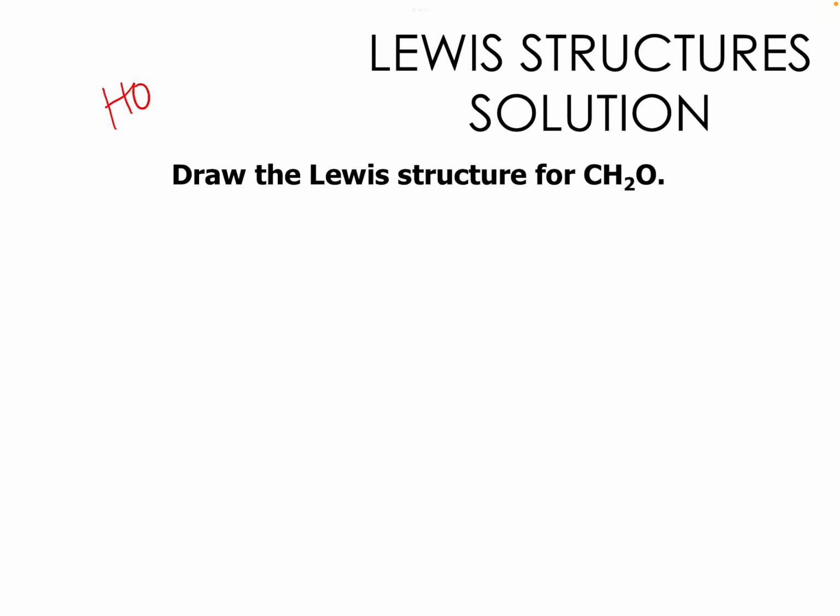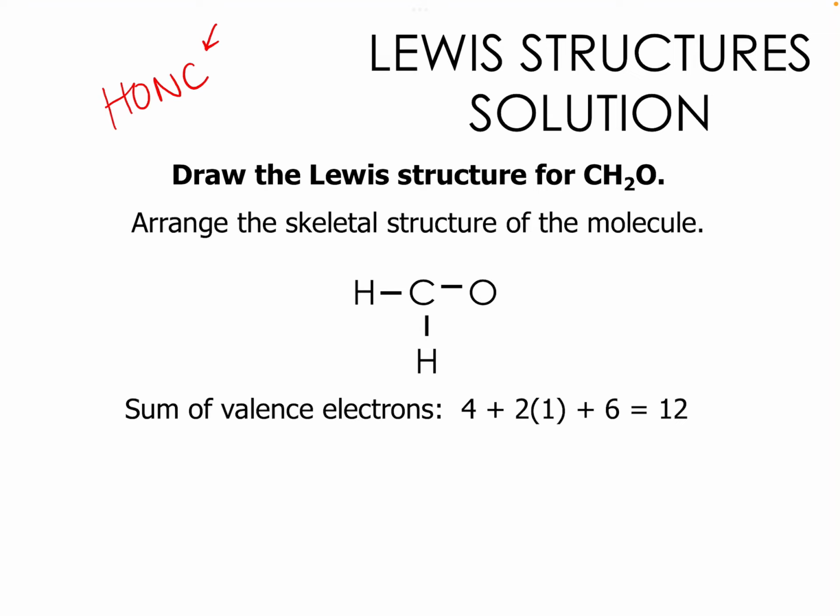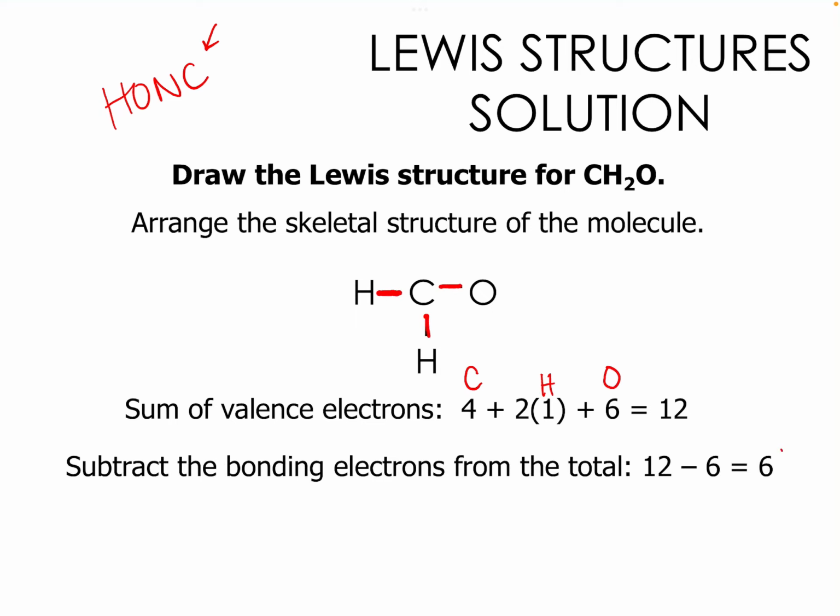Alrighty, thinking about the HONC rule, we see a carbon, so carbon is always going to go in the middle if there's a carbon. So carbon will go in the middle, and the two hydrogens and the oxygen will go around the outside. It doesn't really matter where you put them, just as long as they're not in the middle. Then we can add up all of our valence electrons. We have one carbon, two hydrogens, and an oxygen. So 4 plus 2 plus 6 gives us 12 electrons we can use in our structure. We used up 2, 4, 6 making bonds, which means we have 6 electrons left.